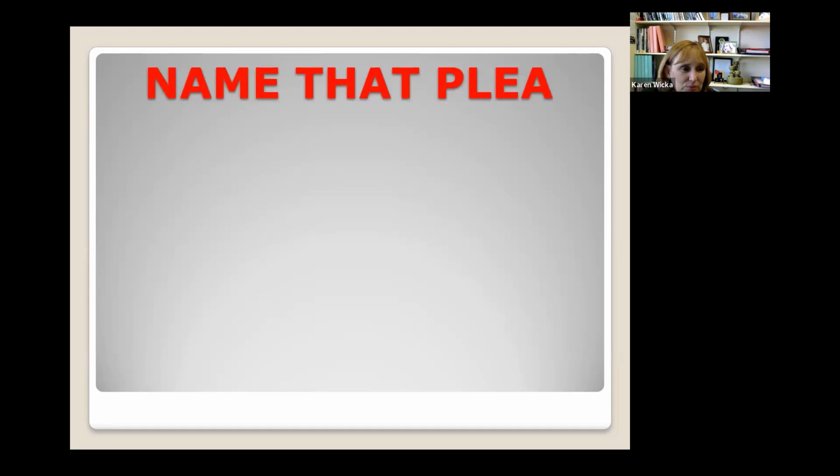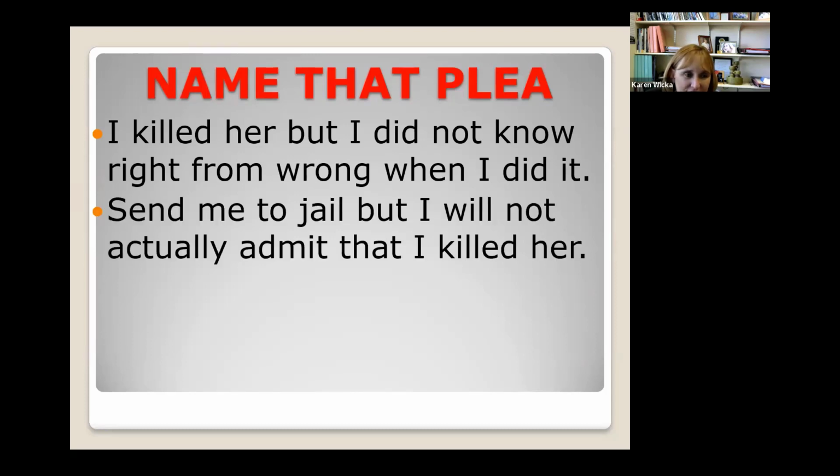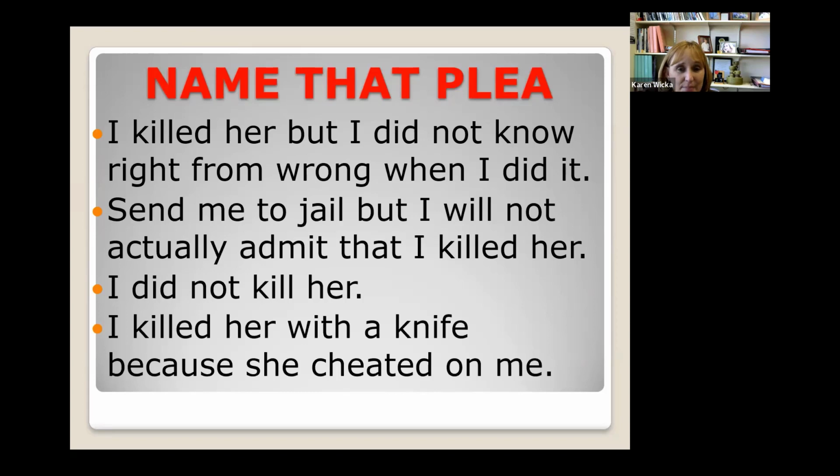So knowing that, what would your plea be? I killed her, but I did not know right from wrong when I did it. That would be not guilty by reason of insanity. Send me to jail, but I will not actually admit that I killed her. That's your no contest, nolo contendere. I did not kill her. Not guilty. I killed her with a knife because she cheated on me. That is, you're admitting that you're guilty, right? I'm guilty. So not guilty, I did not kill her. I killed her is guilty. Okay, so those are the different forms of pleas that you could have.